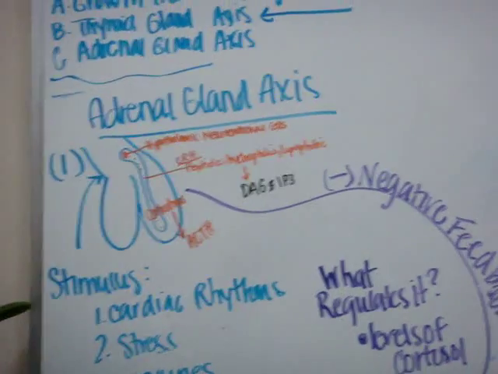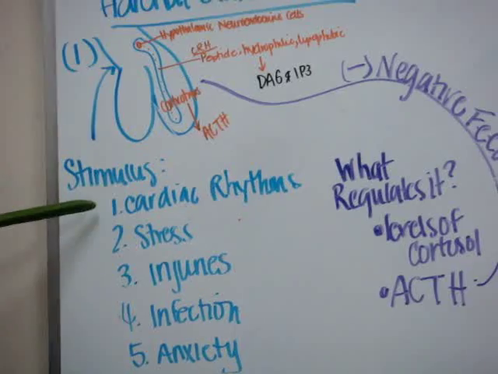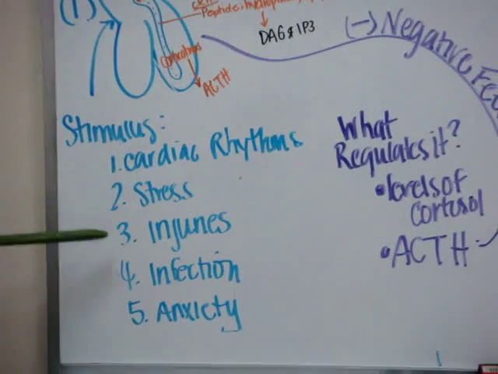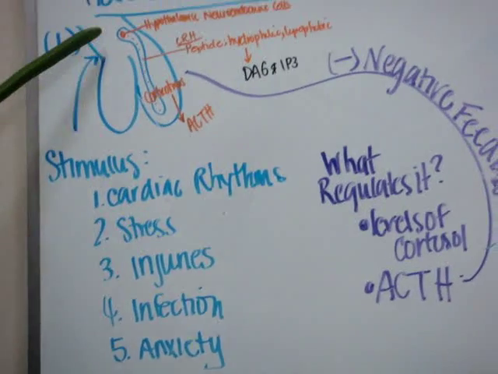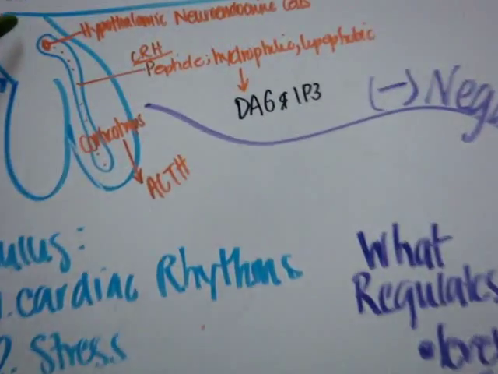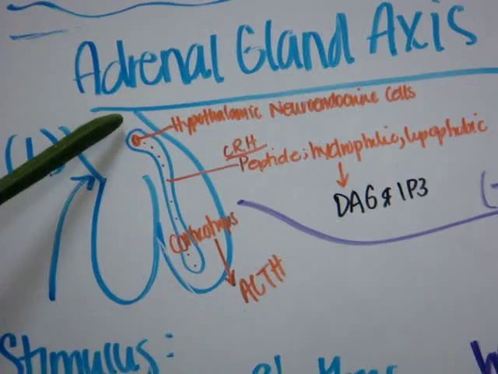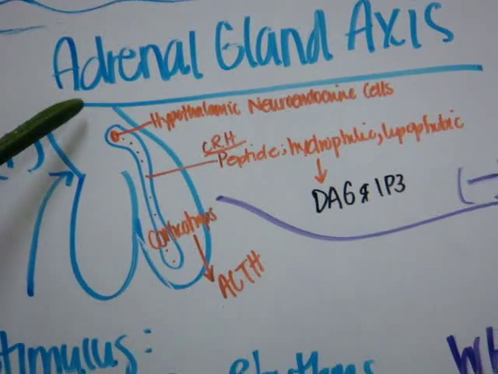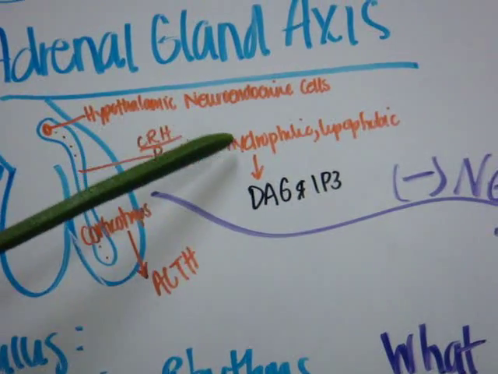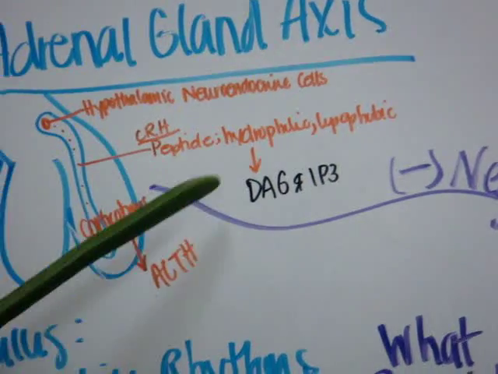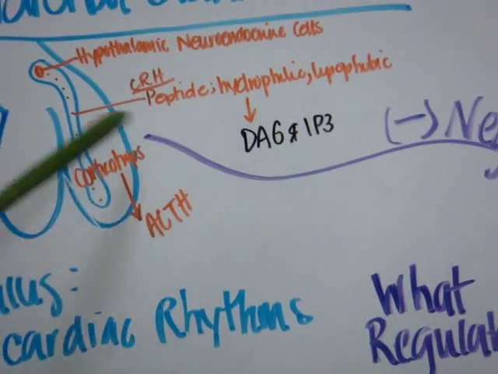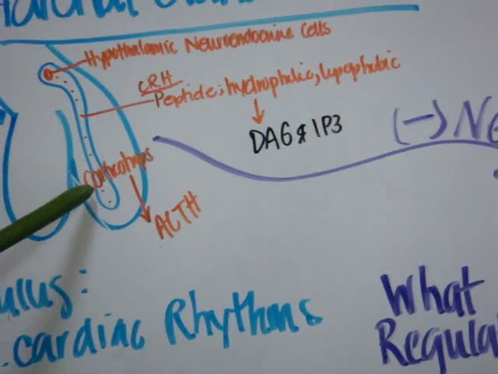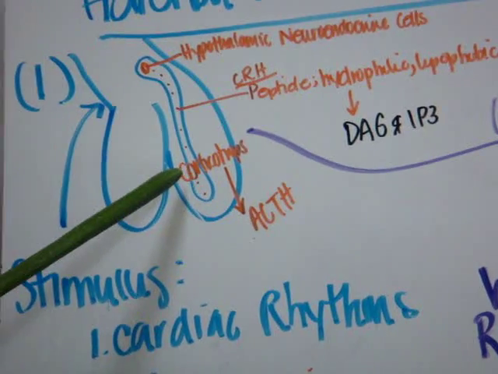So first, the stimulus: cardiac rhythms, stress, injuries, infection, and anxiety will stimulate the hypothalamus, at the hypothalamic neuroendocrine cells, to release CRH, which is a peptide. It's hydrophilic and lipophobic, so it needs DAG and IP3 to stimulate the corticotrophs in the anterior pituitary.